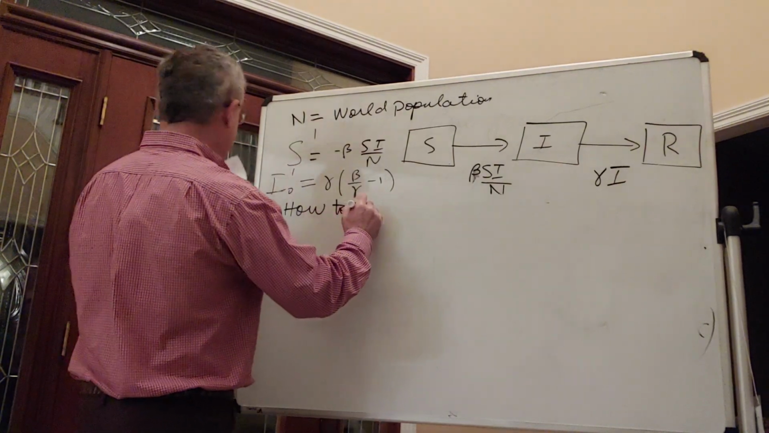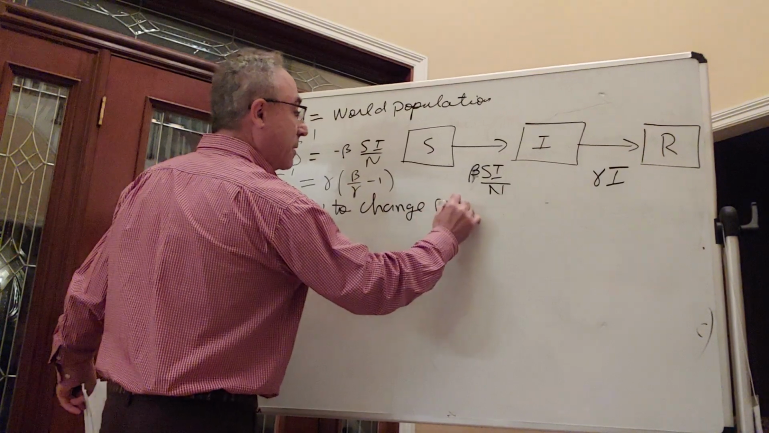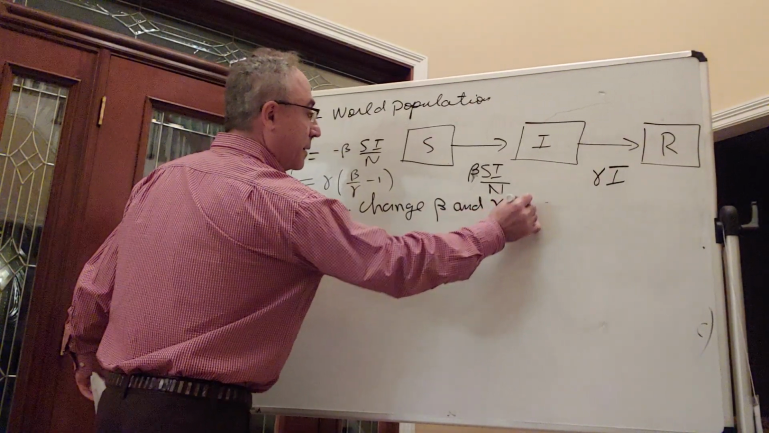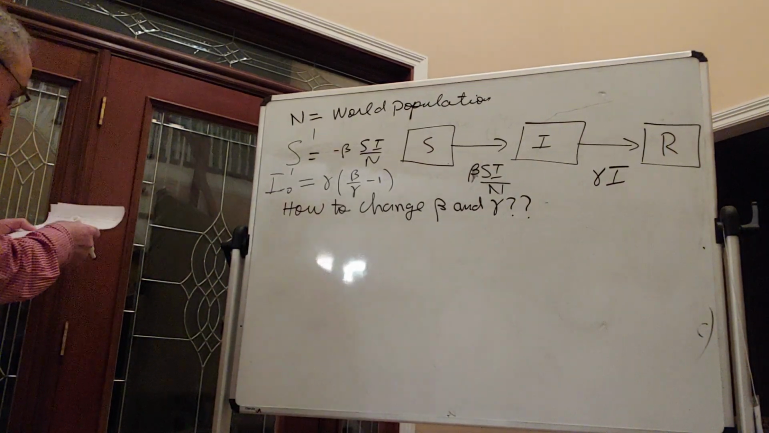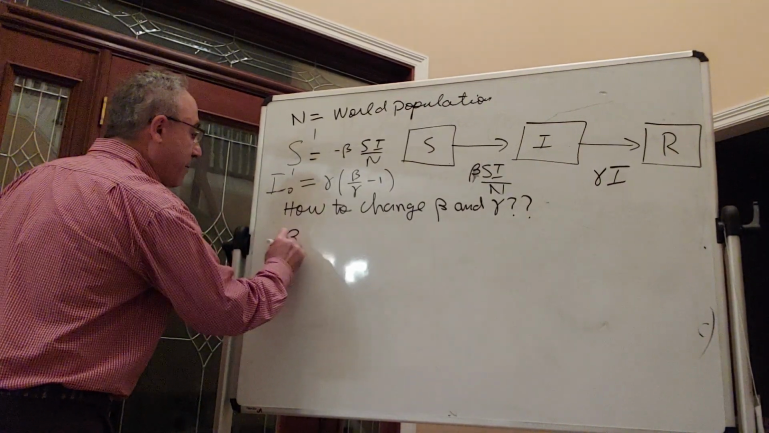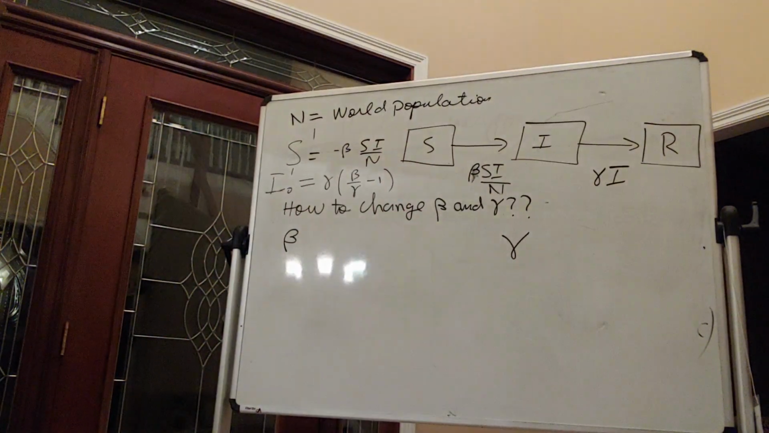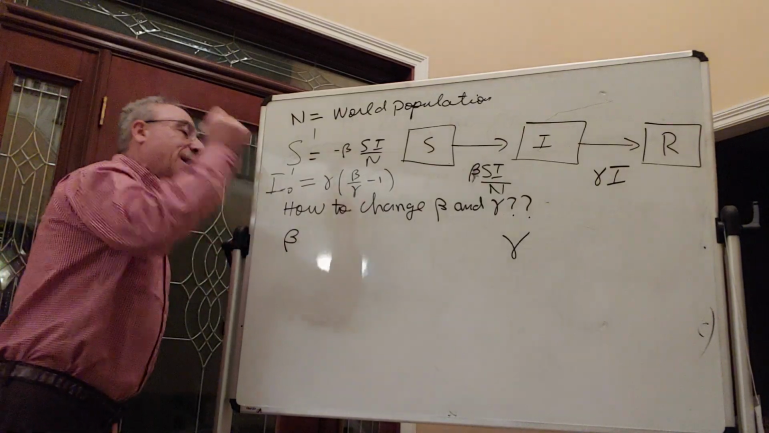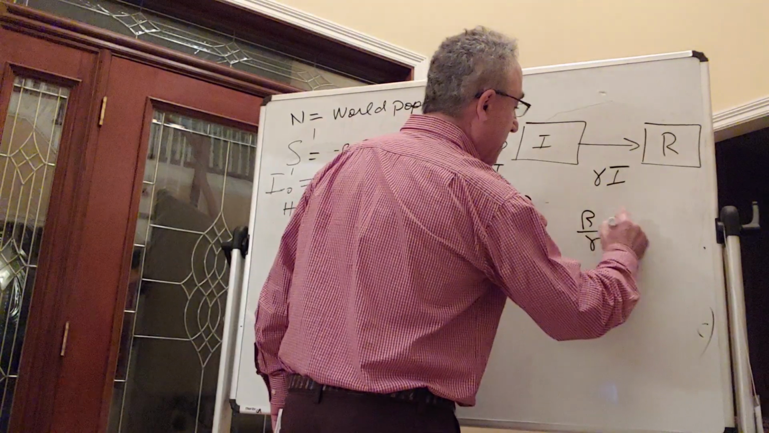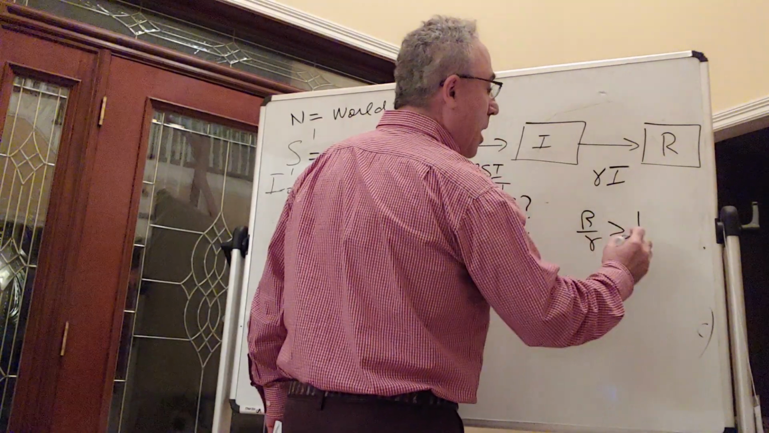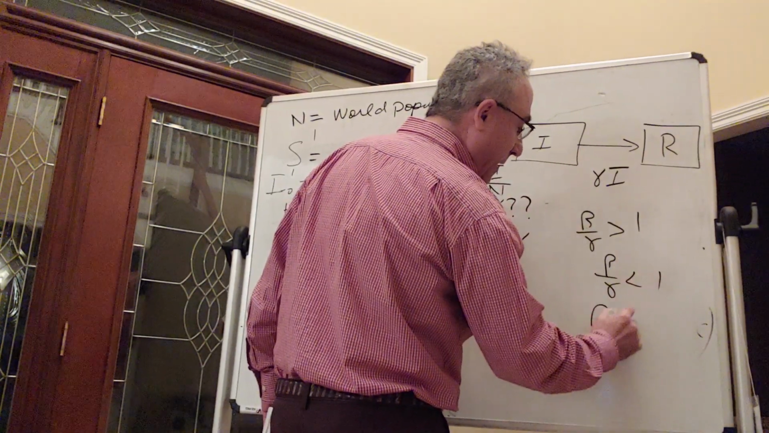So, how to change beta and gamma? Remember, we're gonna have beta and we're gonna have gamma. Beta has to be less than gamma. So remember here, beta over gamma bigger than 1 is a big problem. So we want beta over gamma less than 1, that means we want beta to be less than gamma.